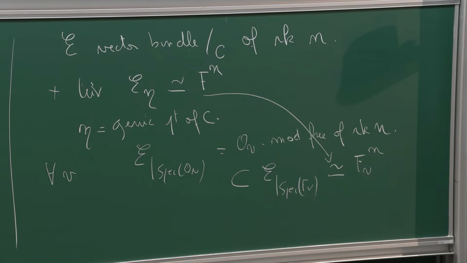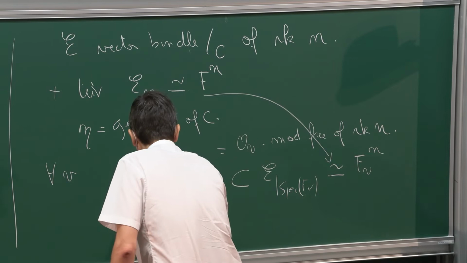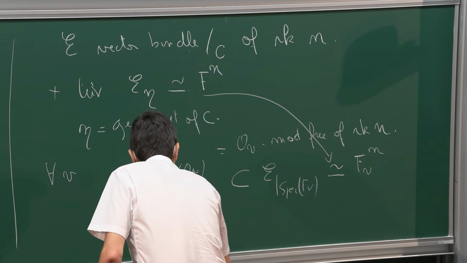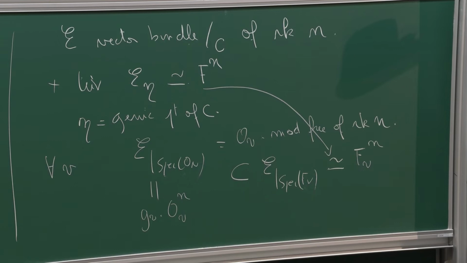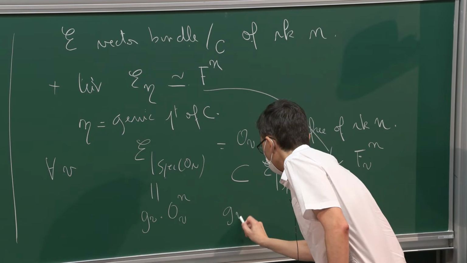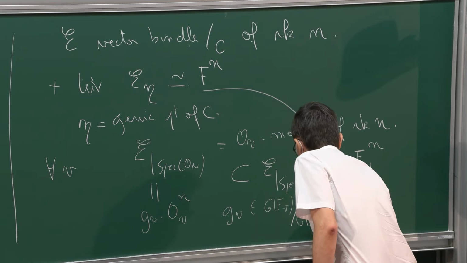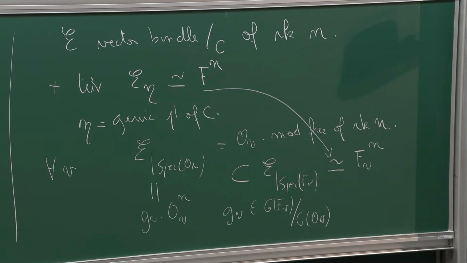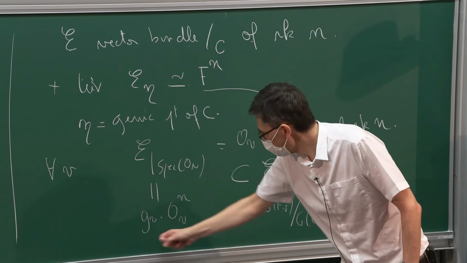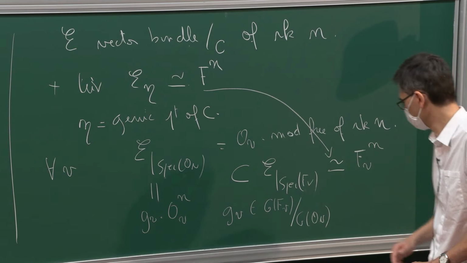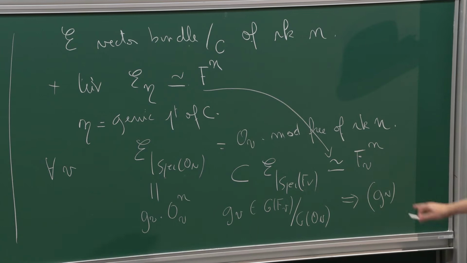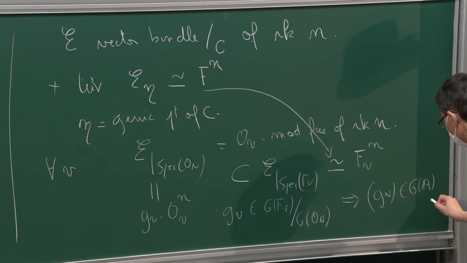And such a module is of the following shape: g_V, for the natural action of GL_n(F_V), applied to the standard O_V module, free of rank n, O_V to the n. And g_V belongs to G(F_V) mod G(O_V). In fact, this trivialization extends to an open affine subset, and for almost all closed points, the lattice is a standard lattice, which means that g_V is the trivial class. So if I take the collection of g_V, I get an adelic point of G mod the maximal compact subgroup K.